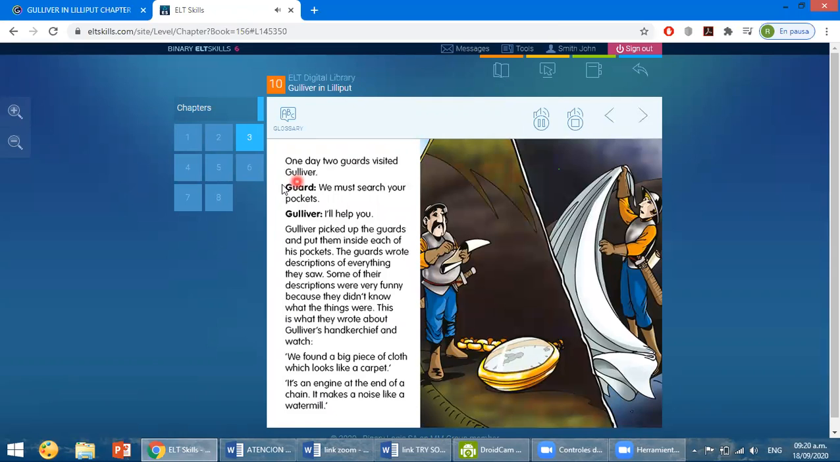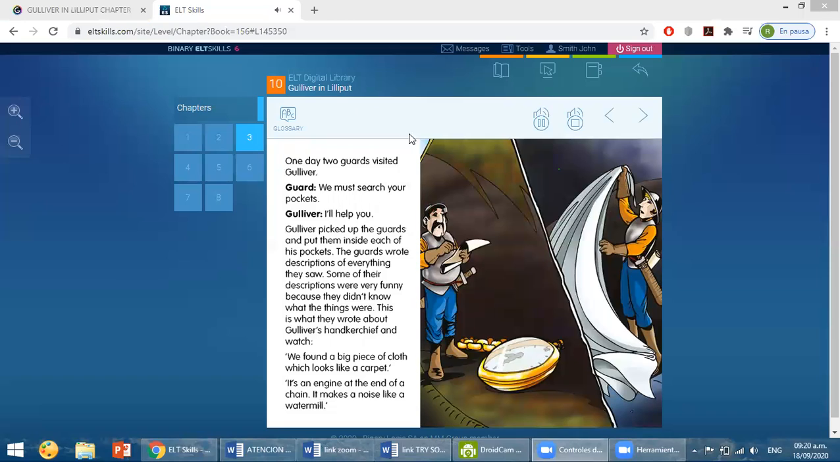One day, 2 guards visited Gulliver. We must search your pockets. I'll help you. Gulliver picked up the guards and put them inside each of his pockets. The guards wrote descriptions of everything they saw. Some of their descriptions were very funny because they didn't know what the things were. This is what they wrote about Gulliver's handkerchief and watch. We found a big piece of cloth which looks like a carpet. It's an engine at the end of a chain. It makes a noise like a watermill.